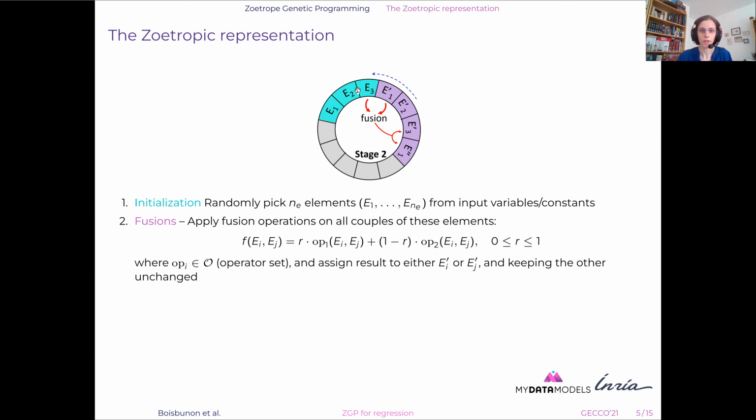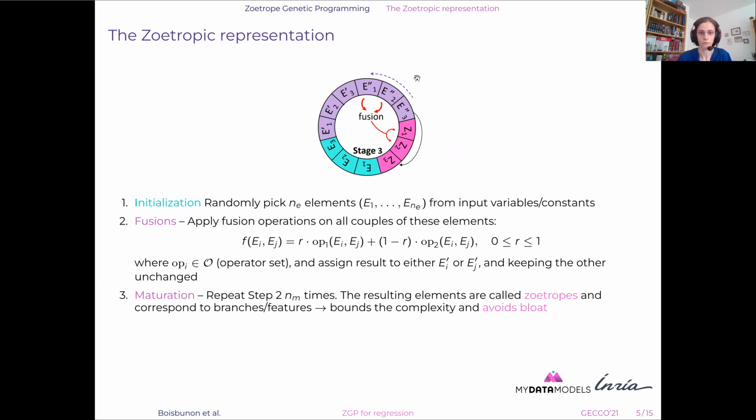Then we repeat for the other couples of the other elements from the set. And if this number of elements is odd, we couple the last element of the set with the first element that was generated. And we repeat this process several times, which allows us to bound the complexity and avoids bloating.